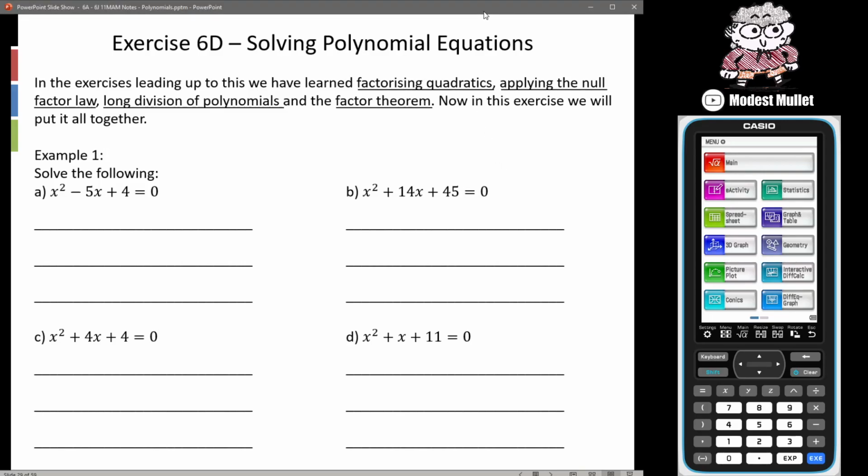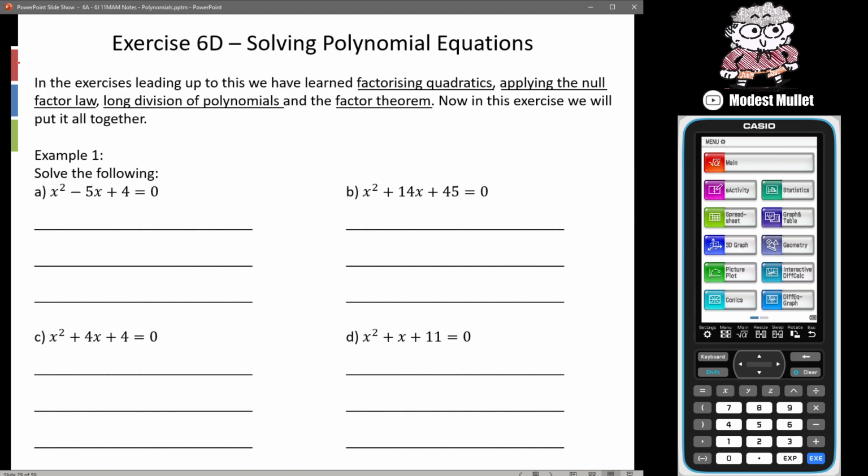Hello all and welcome as we continue our work on polynomial equations. Today's exercise 6D, as it says there, is solving polynomial equations. So today we're pulling together all our skills that we've taken so far in this topic and also previous topics.